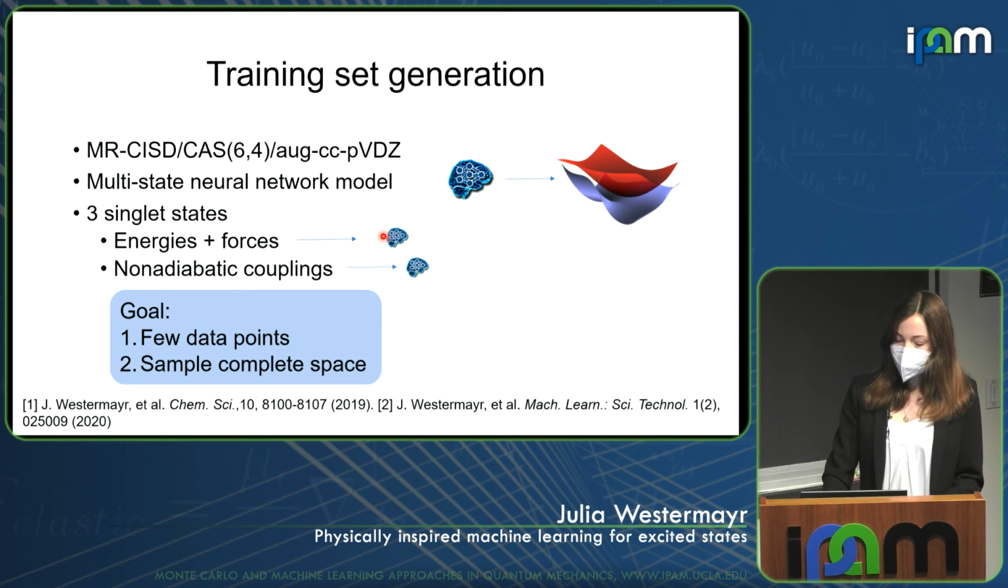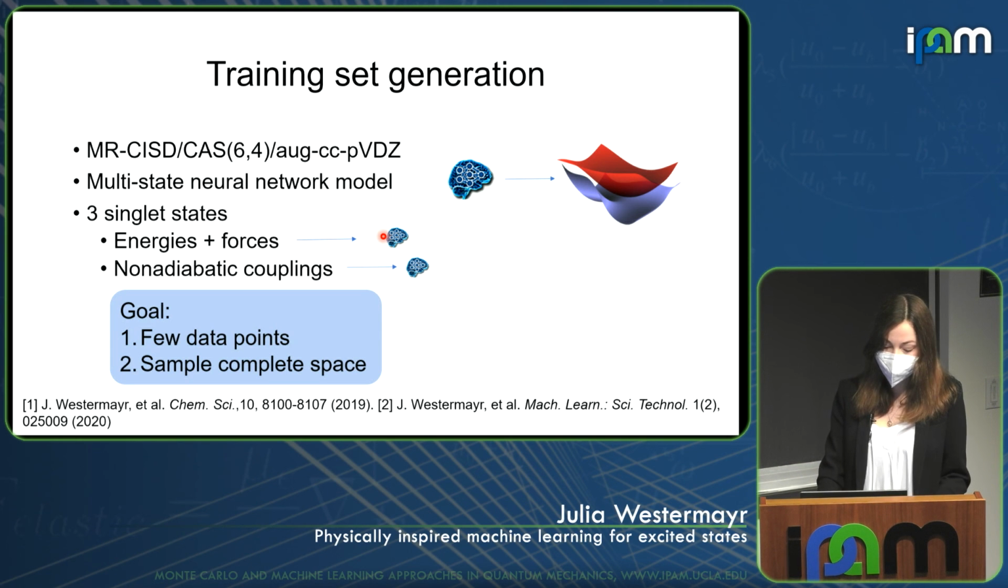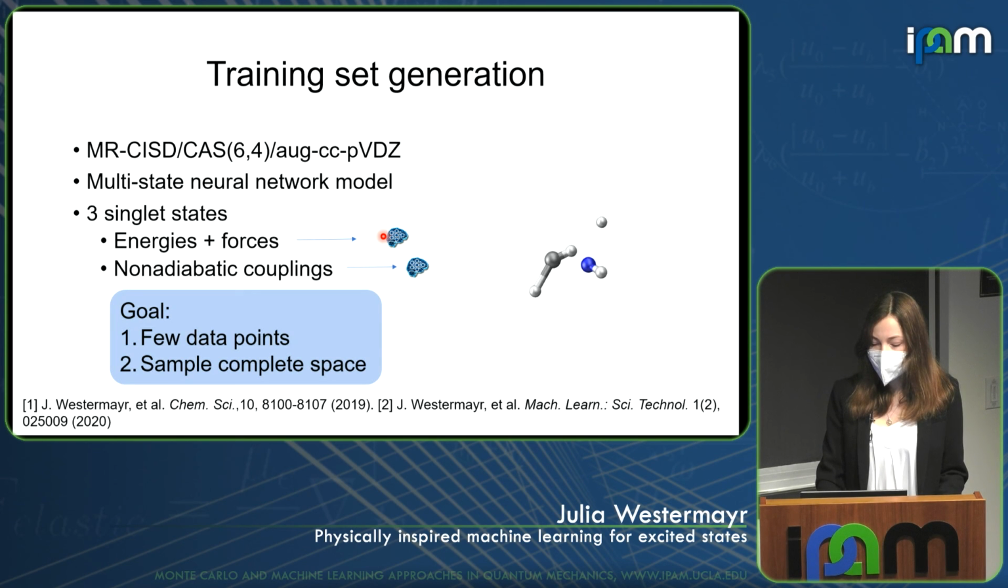So when we started with computing this training set, we had a few goals that it should have. It should have as few data points as possible, because quantum chemistry is expensive, and for larger systems, we cannot compute as many data points. And this training set should still sample the complete space relevant for the dynamics. And this is a problem because we don't know in advance where we will go. So probably if we do just random sampling, we will have a non-comprehensive training set. And if we use it for dynamics, the molecule will just explode.